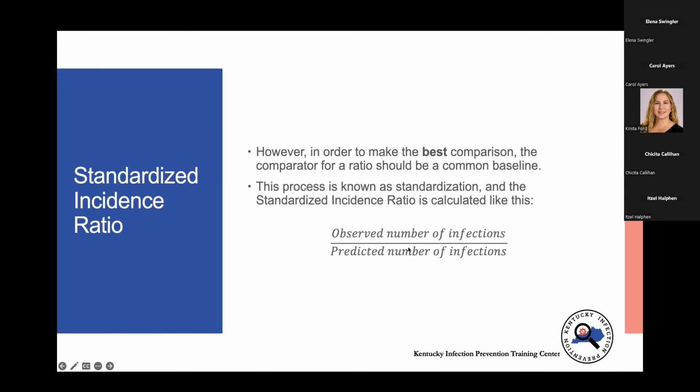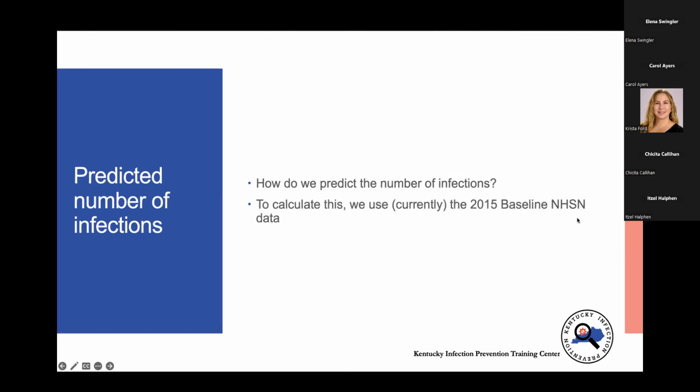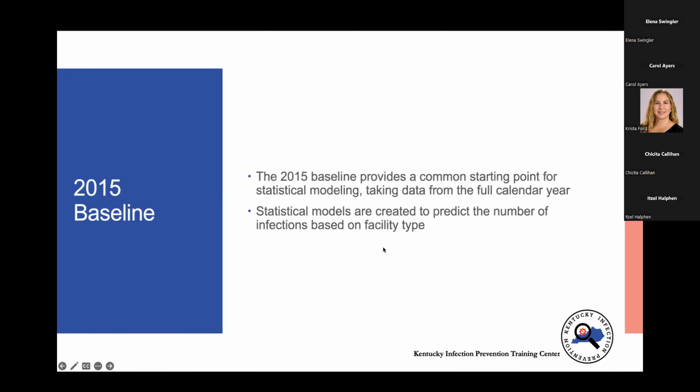So this is literally just the number of infections you saw divided by the predicted number of infections. And so you may be asking, well, how are we calculating that predicted number of infections? In order to do that, we are using what's, as the time of this recording, the 2015 baseline NHSN data. So the NHSN in 2015 essentially used the entire calendar year to provide a baseline for statistical modeling.